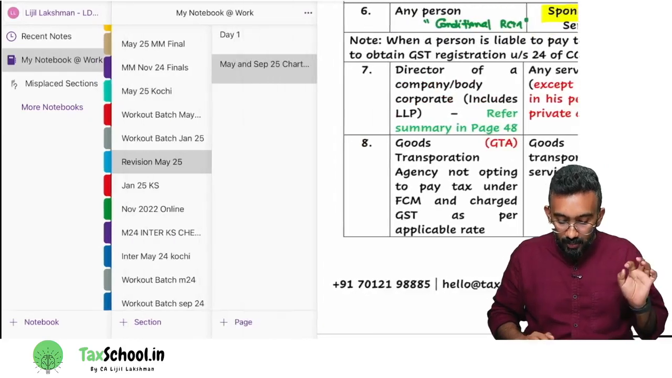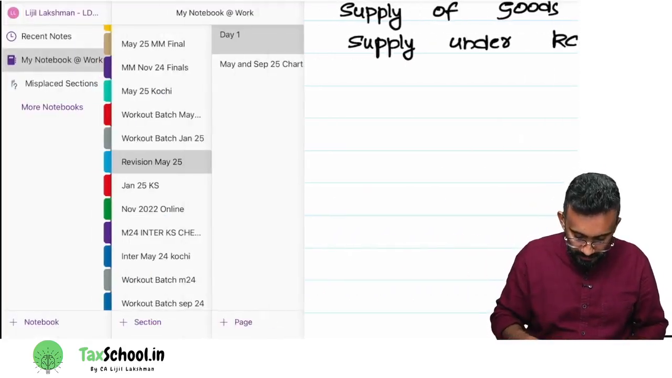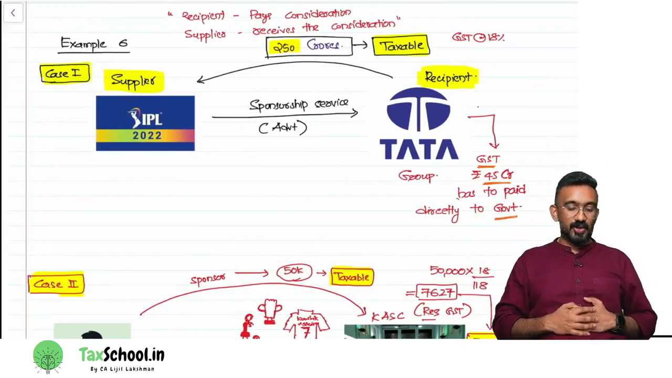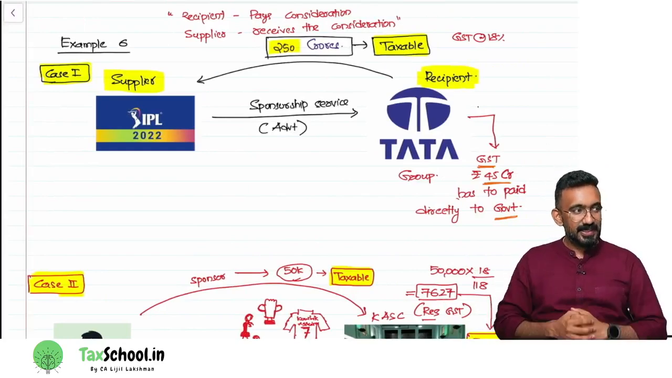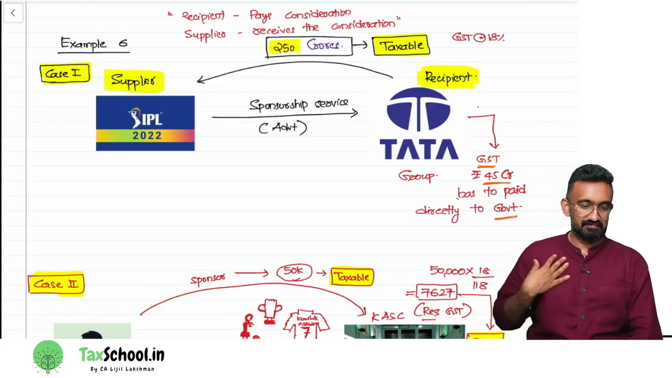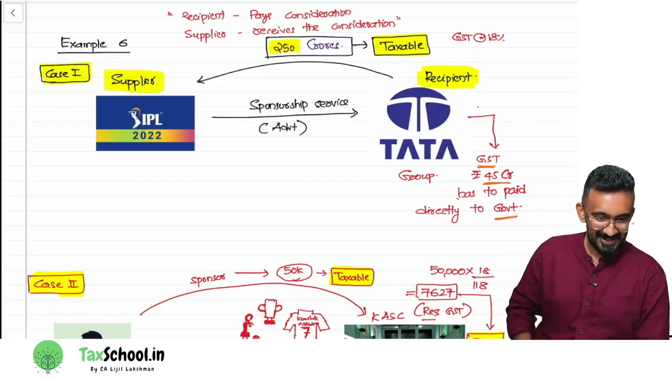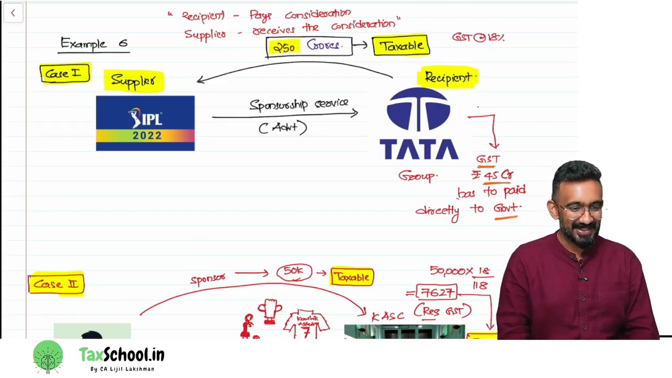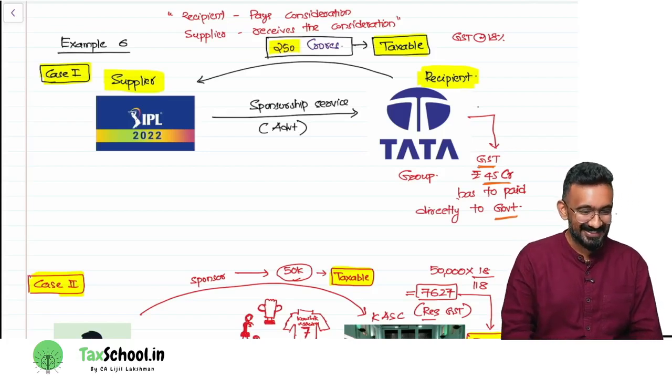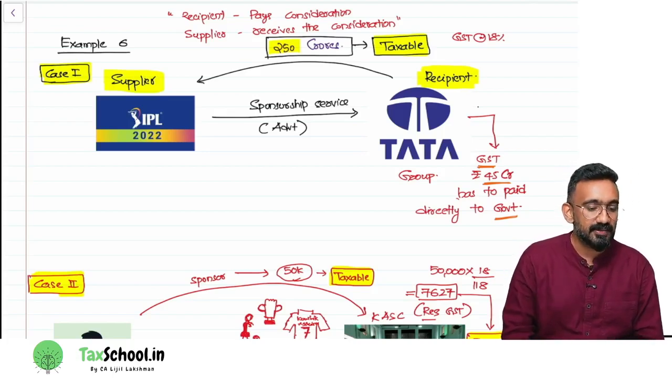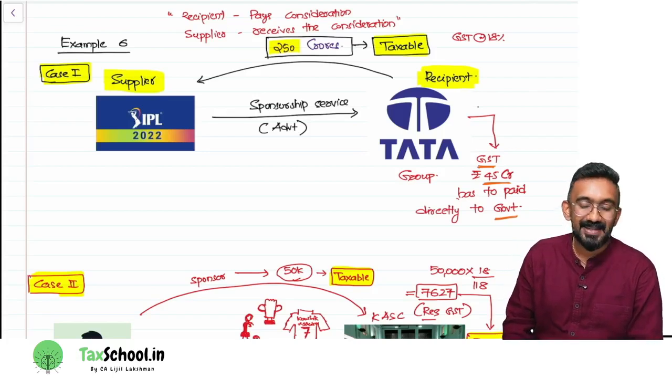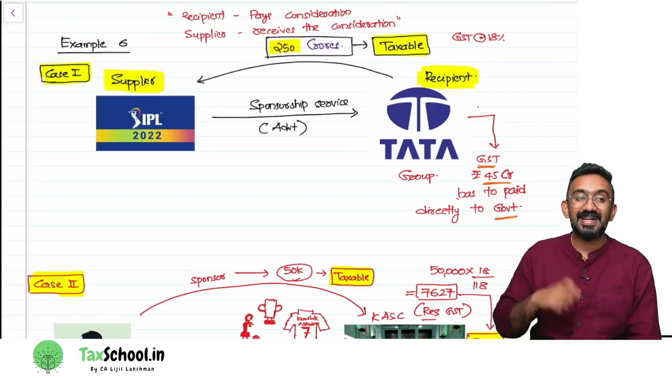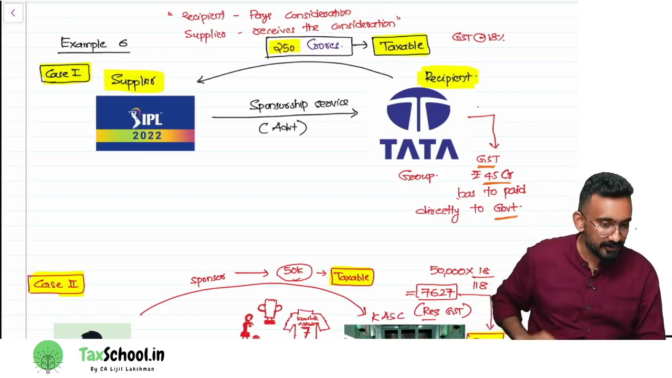Now, what if it is not? Suppose Tata IPL is asking for sponsorship and the sponsorship money is given by me. I'm giving the sponsorship money and I'm saying, okay, I'll put my name on the players, Chennai Super Kings, I'll sponsor. Now the sponsorship money is given by an individual. Will it be taxed under RCM or FCM? It will be under FCM. Why? Because the recipient has to be a body corporate or partnership firm.